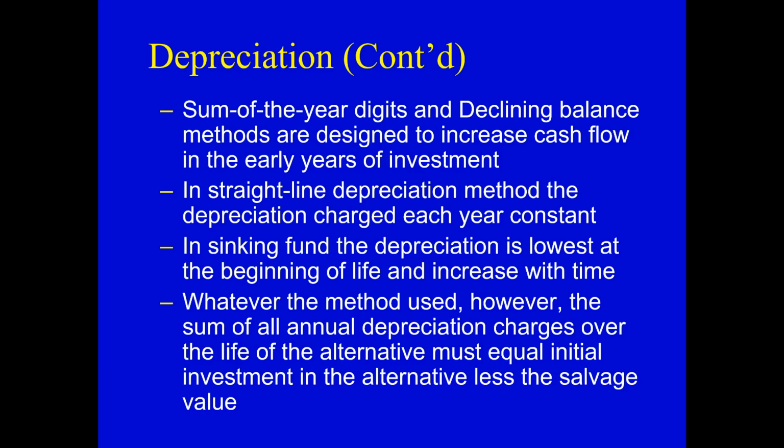Here is the explanation of these. Sum of the year digits and declining balance methods are designed to increase the cash flow in the early years of investment. They are normally used for tax purposes. We will see one example. In straight line depreciation method, the depreciation charge is each year constant. This is more or less very common, straight line depreciation, and they are shown in balance sheet. For example, the straight line depreciation normally is used.